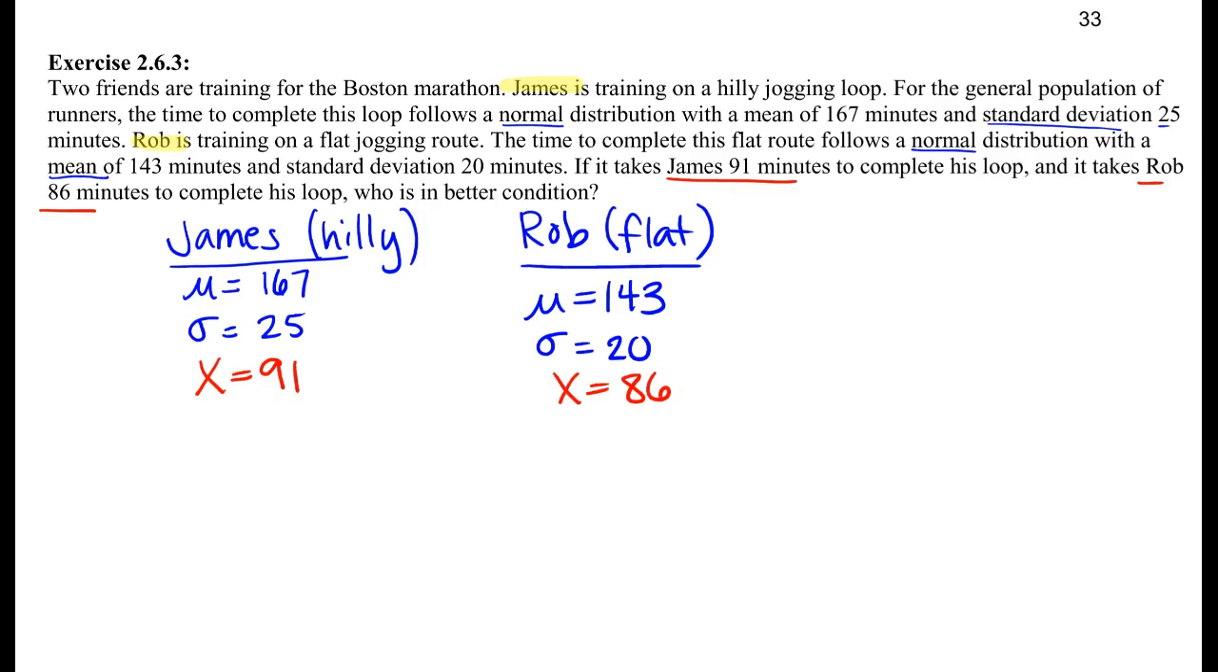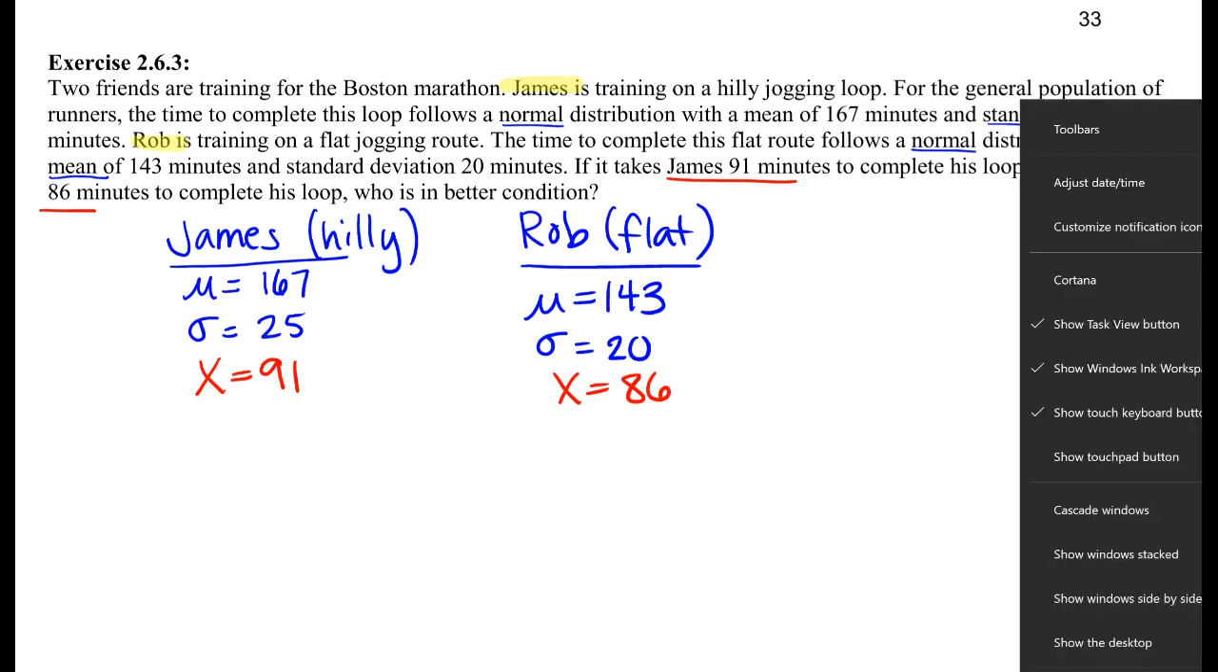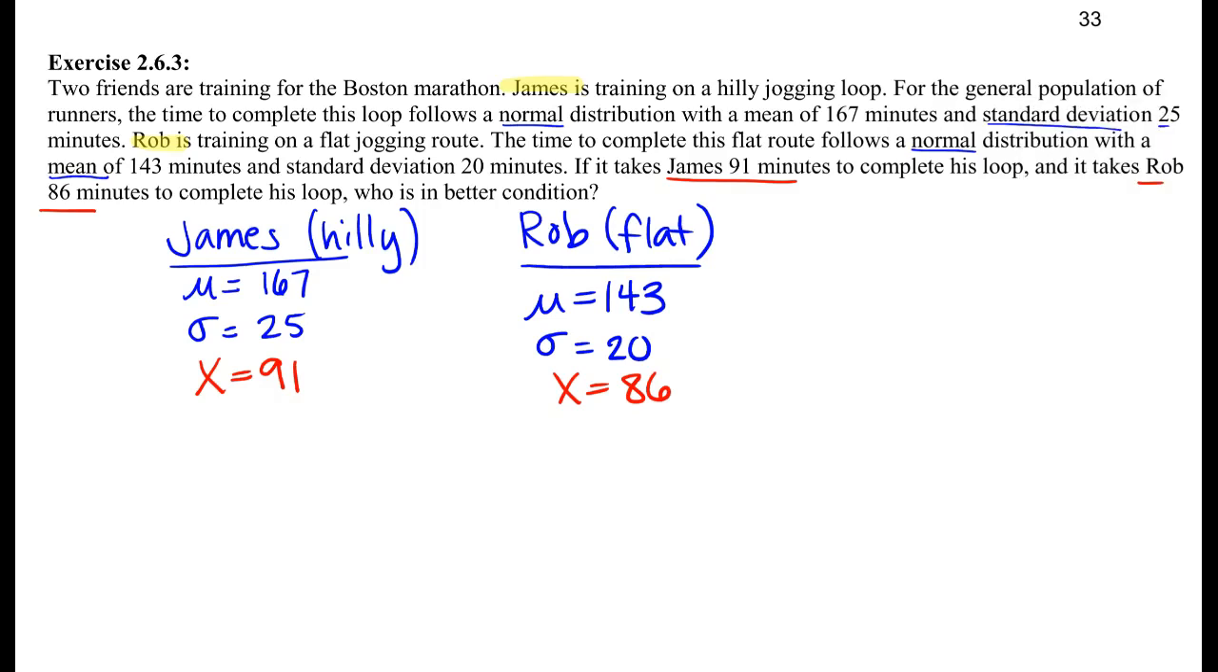So the first question I like to ask is just, are these guys quick or not quick based on the general population? Because that gets us already thinking about the fact that quick, they're really fast, right? First off, they're training for Boston. If you know anything about running, that's an impressive feat. But second, their times are much lower than the actual finish times for the general population. So they are fast. If we want to go ahead and get our z-scores to be able to compare these 2 guys on their 2 different routes, our z-score is always going to be x minus mu all over sigma.